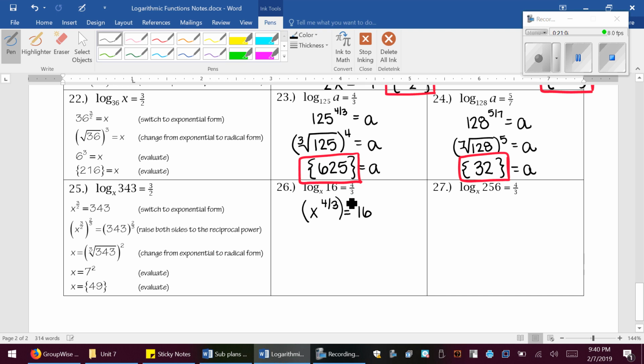So last chapter we learned how to raise both sides to the reciprocal power. So you're going to raise both sides to the 3/4 power in this case. When you multiply reciprocals, you get 1. Now I have a number that's a base, so I can switch it into the 4th root of 16 to the 3rd power. The 4th root of 16 is 2. 2 to the 3rd power is 8.